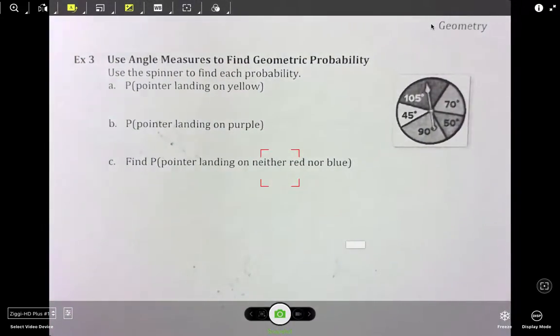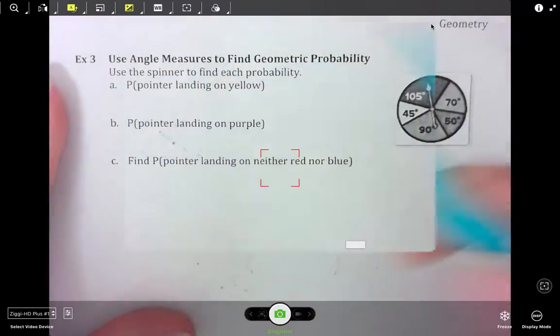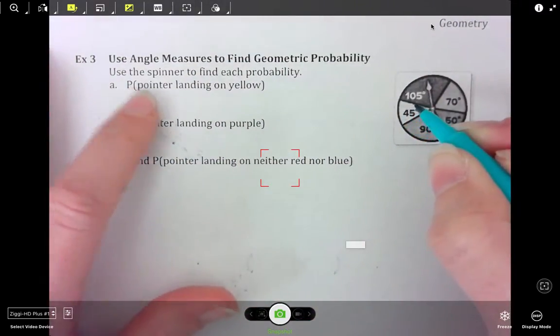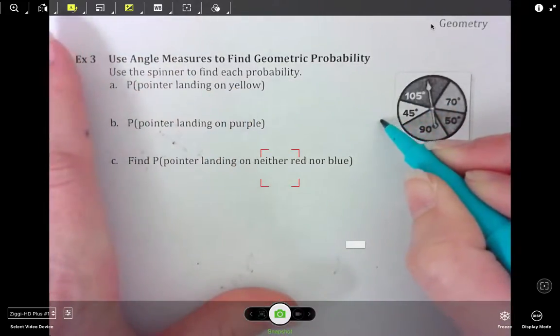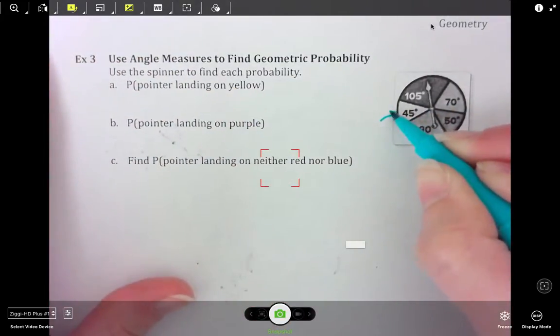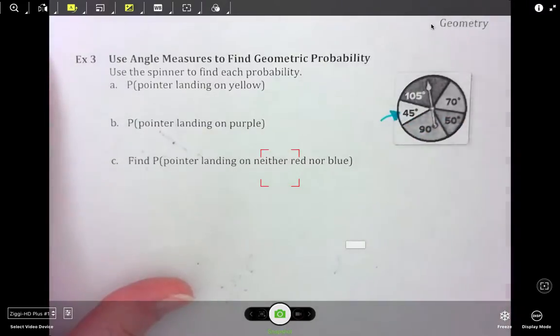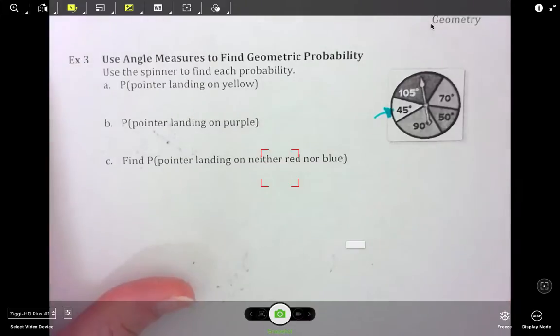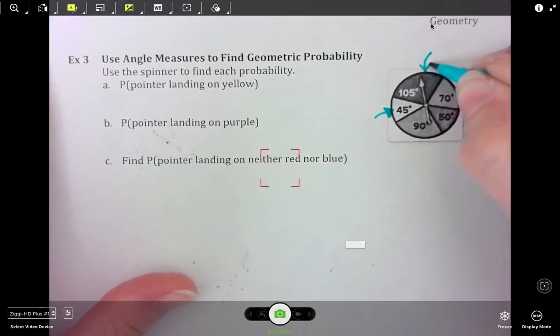Now, going to the back side, they have one more example back here, using angle measure to find geometric probability. So we have our spinner going on here, and use the spinner to find each probability. Probability of the pointer landing on yellow. You can't tell these, so I'm going to tell you what color each one of these is. The yellow one is the 45-degree one. The pointer landing on purple, I think this one is purple.